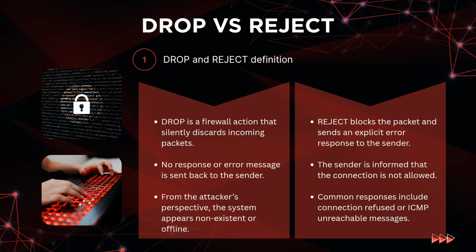Okay, for number 1, I will explain the meaning of drop and reject. Drop is a firewall action where packets are silently discarded without sending any response back to the sender. From an attacker's perspective, the system appears unreachable or non-existent. Then for reject, we block the packets and send an explicit error message, such as a connection refused response, back to the sender. This clearly informs the user that the connection attempt is not allowed.